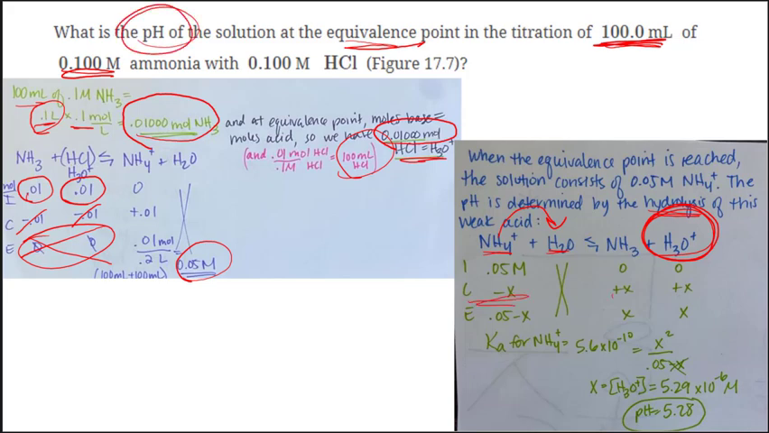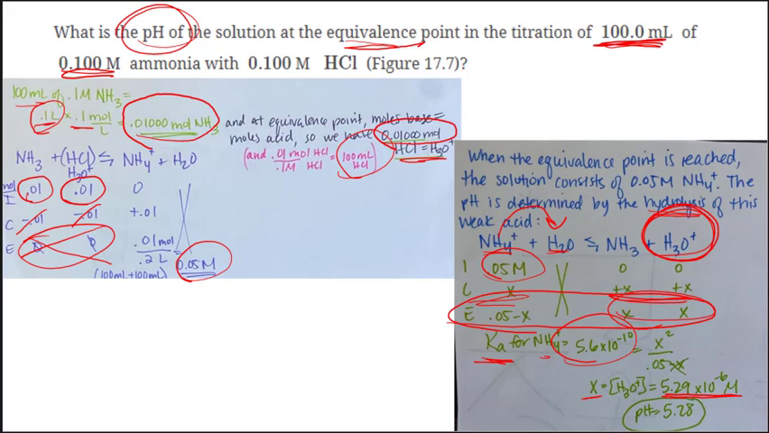We lose reactants, we gain products, leaving me equilibrium values of x squared over 0.05 minus x. I looked up the Ka for ammonium, so I know my Ka is equal to x squared over 0.05. We can get rid of that minus x because 5.6 times 10 to the negative 10 times 100 is way less than 0.05. Solving for x gives me 5.29 times 10 to the negative 6, and the negative log of that gives me a pH of 5.28.